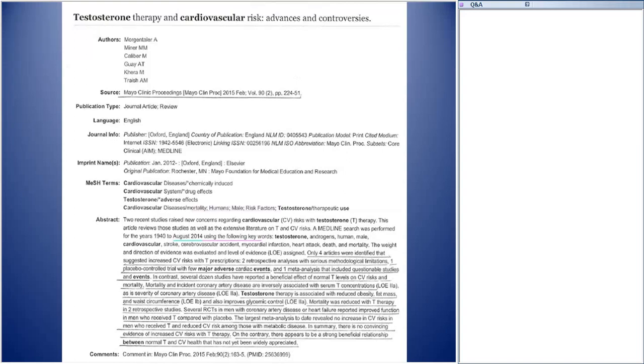On the other hand, in contrast, several dozen studies have showed cardiovascular protective effects, beneficial effects of normalizing testosterone on cardiovascular risk and mortality. Mortality and incident coronary artery disease are inversely related to testosterone levels. We've seen that in every study, as well as in the severity of the coronary artery disease. The lower the level, the worse the disease. The higher the level, the more protective. Testosterone therapy is associated with a reduced incidence of obesity, fat mass, and waist circumference.